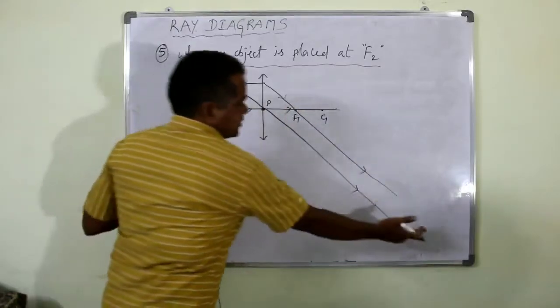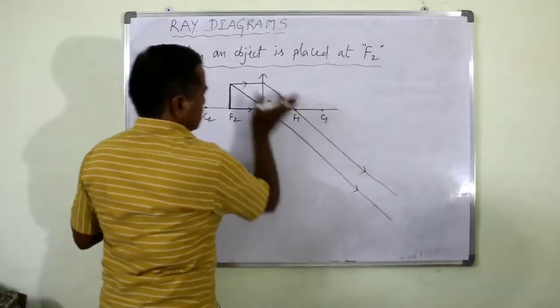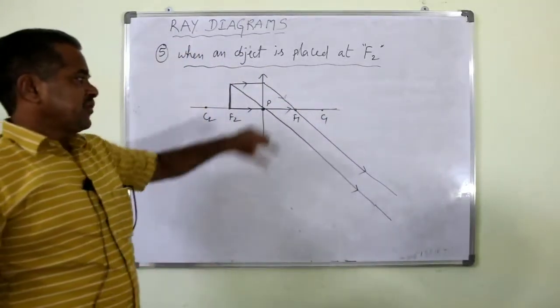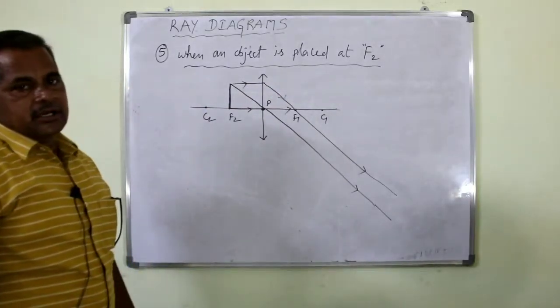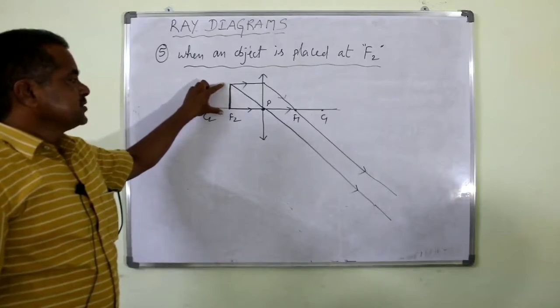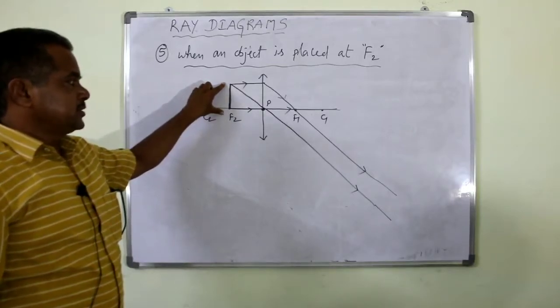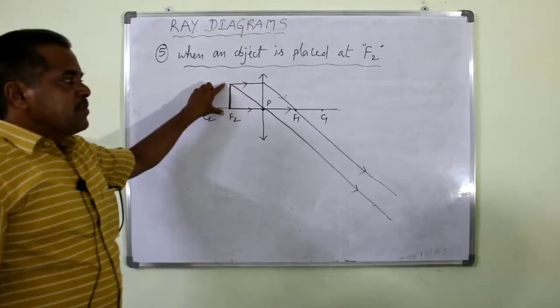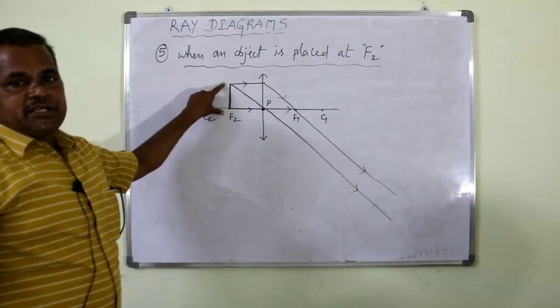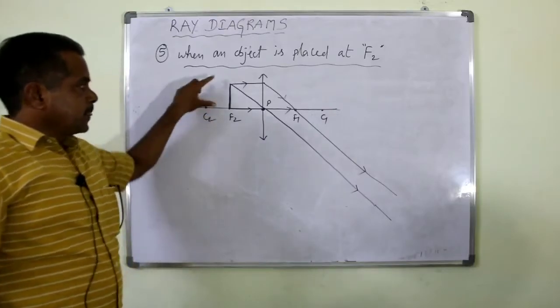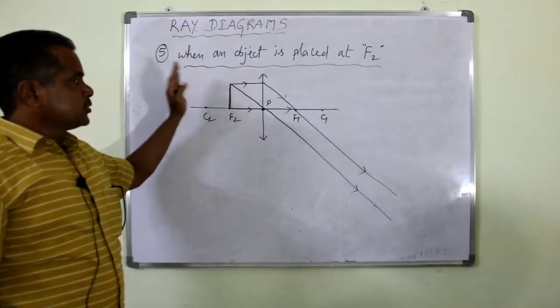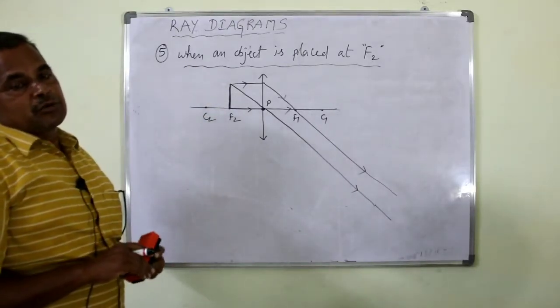If we extend in this direction, either in this direction or in this direction, those two refracted rays don't intersect at any point. That's why we can say that if any object is placed at focus point, the image is formed at infinite distance. So this is quite opposite to the first case.